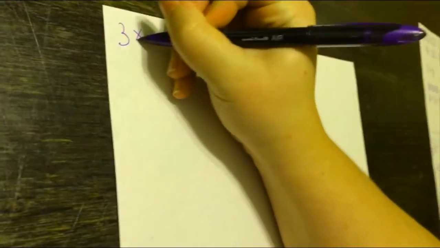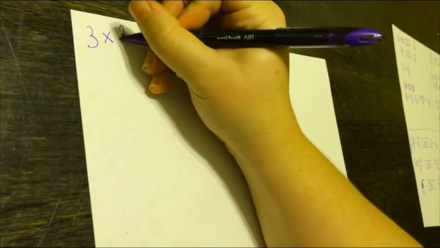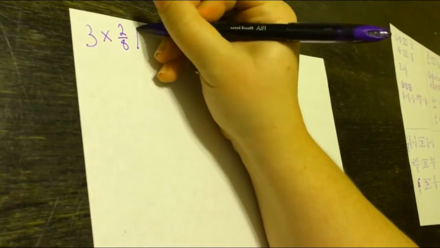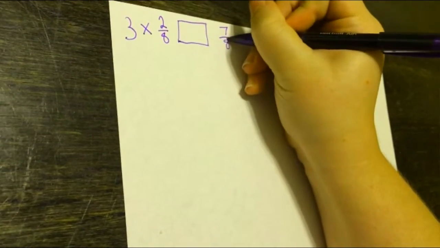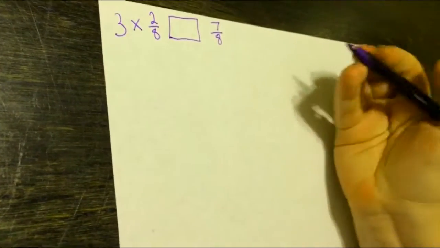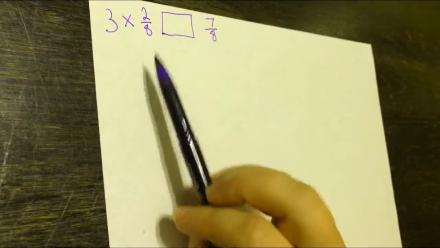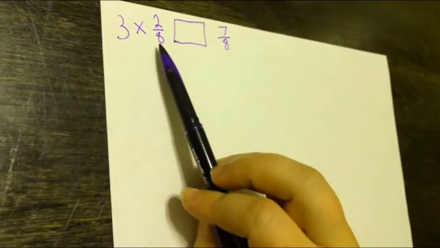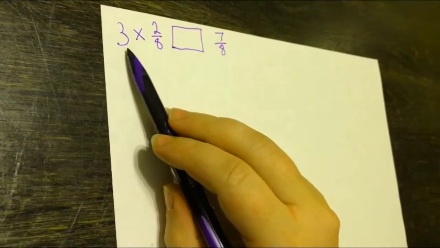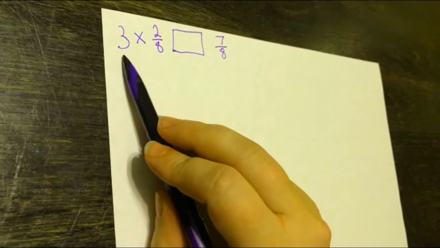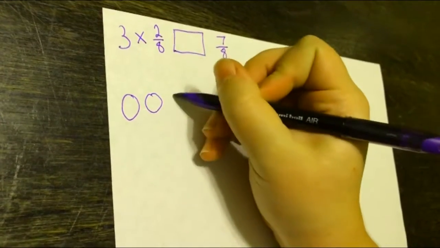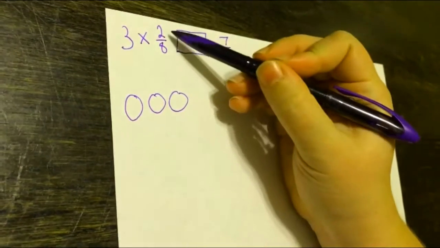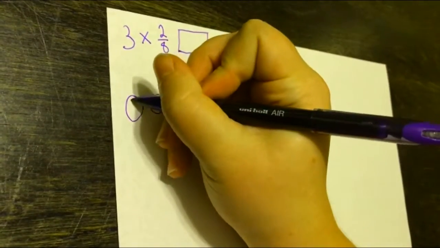Our first problem is 3 multiplied by 2/8, and we're comparing that answer to 7/8. Now, I can't just compare right now because I still have to solve this side. This is a whole number and my fraction. My whole number tells me how many groups I have. 1, 2, 3 groups.